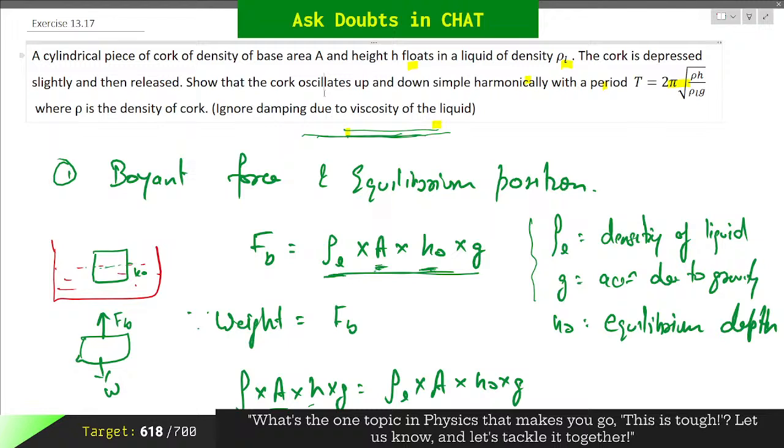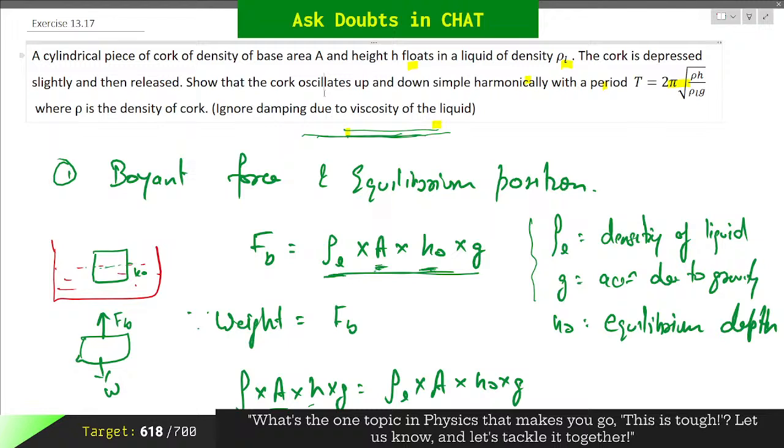In a nutshell, we have to find the expression for the restoring force. So what is the restoring force? It is the difference between the applied force and the buoyancy force. The applied force is the extra force plus the weight of the cork. The weight of the cork is mass times acceleration due to gravity. To find the mass, we find the volume and multiply it by rho, the density of the cork, which is given.